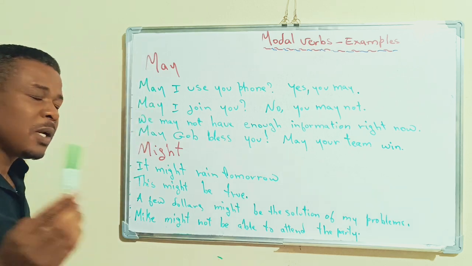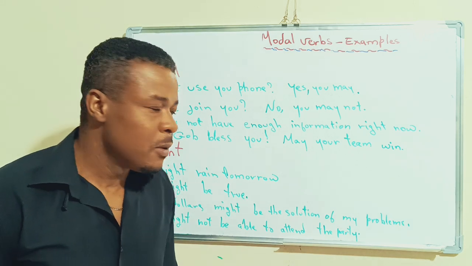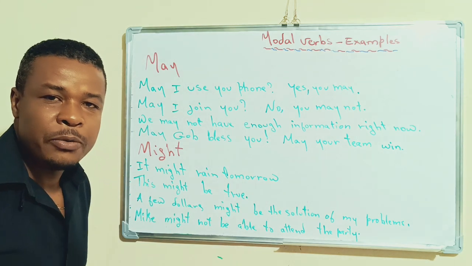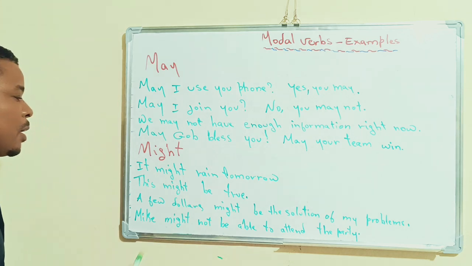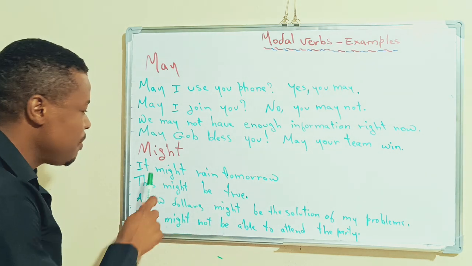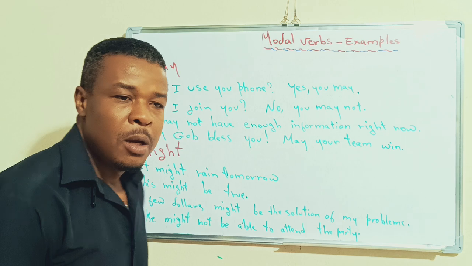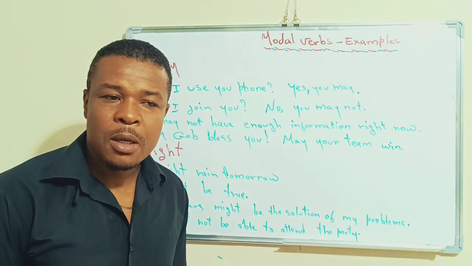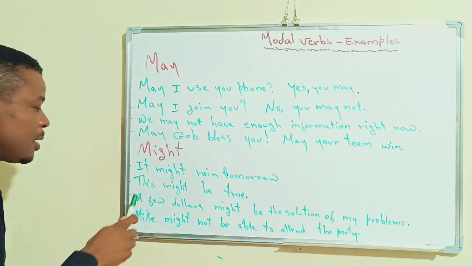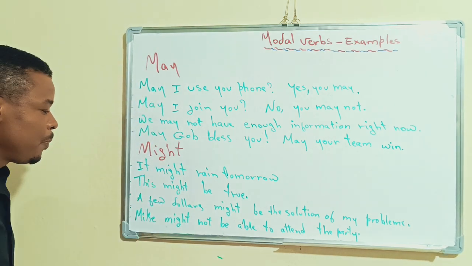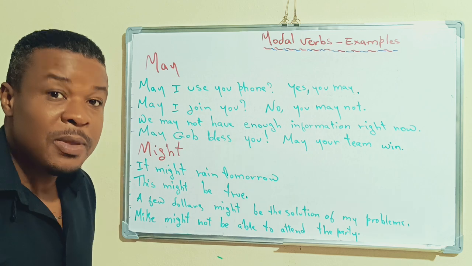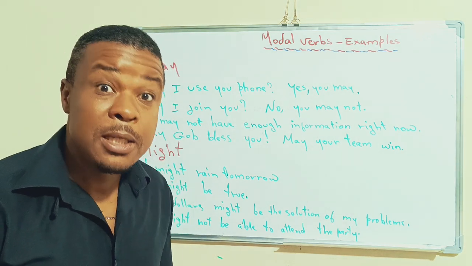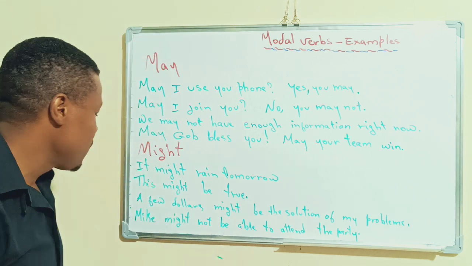All right. So let's go with might, which is the same thing. You see? Like, weak possibility about the present and future, for example. Let's see. It might rain tomorrow. Puede que llueva mañana. La siguiente, el siguiente ejemplo. This might be true. Puede que sea cierto. Okay?